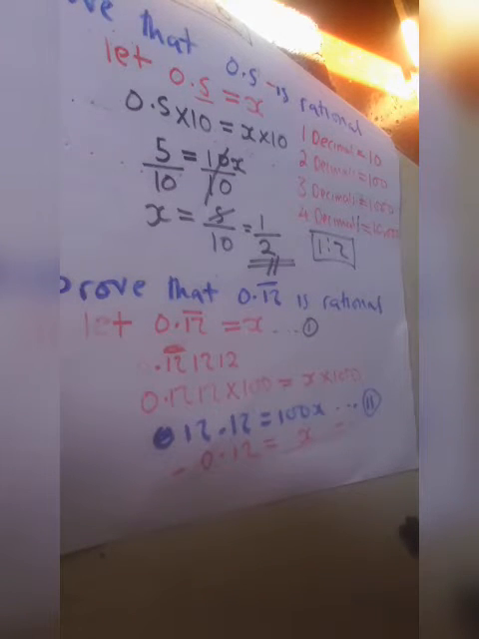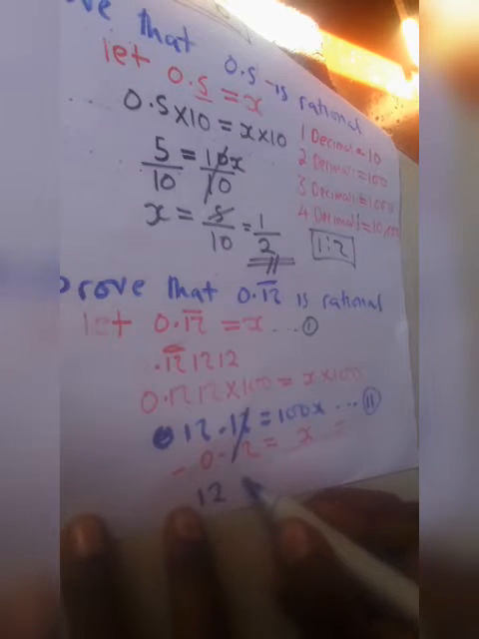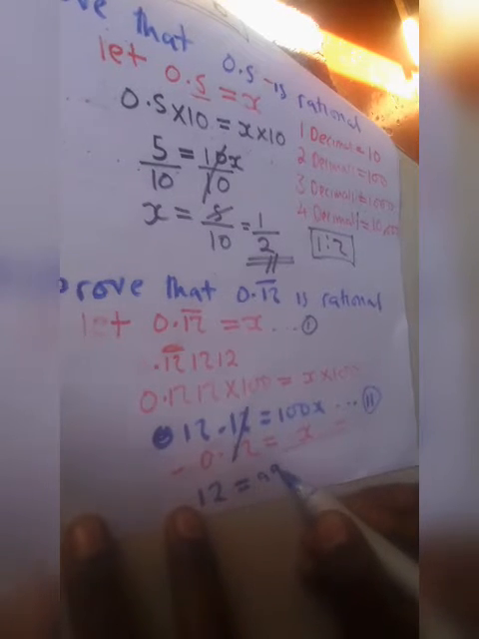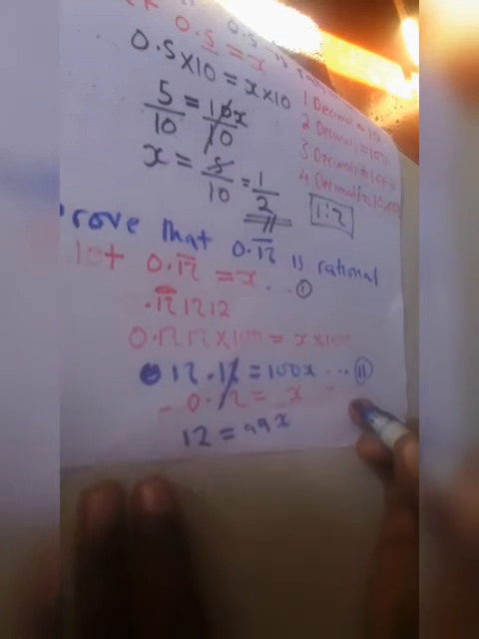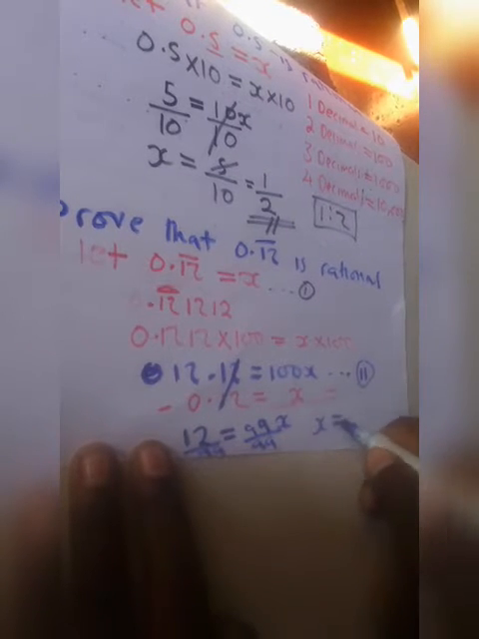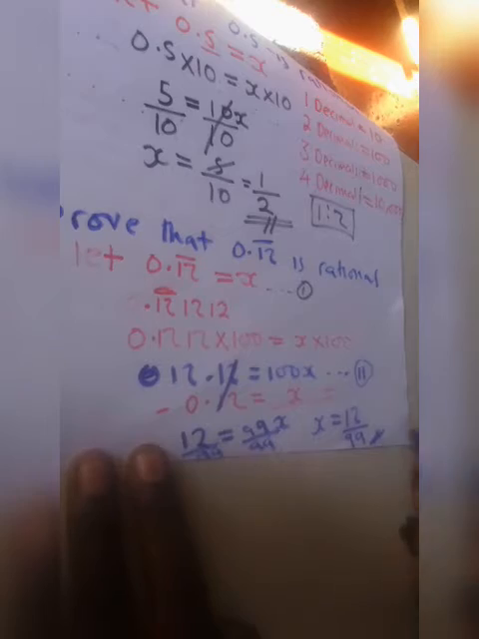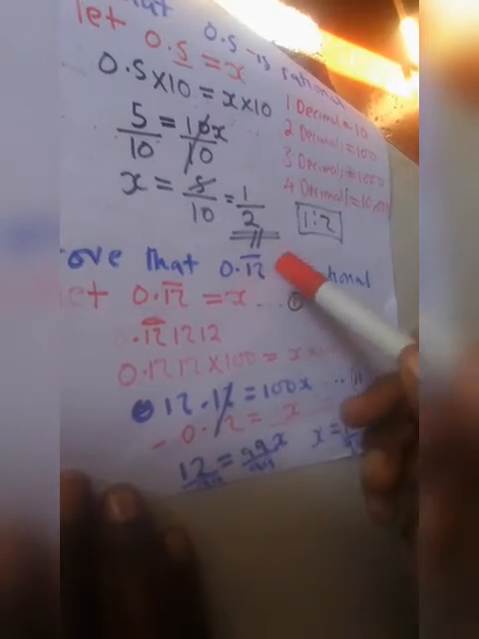So when you do that, this part is 0, and this part is just 12. So 12 is equal to 99x, because 100x minus x is simply 99x. Then you find the value of x, divide both sides by 99. You're going to have x is equal to 12 over 99, sorry. So this is the answer. When you do this, it means you have proved that this number indeed is rational.